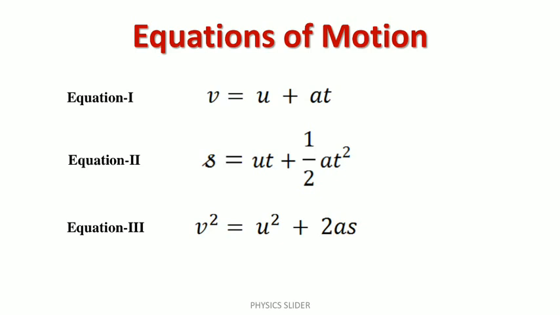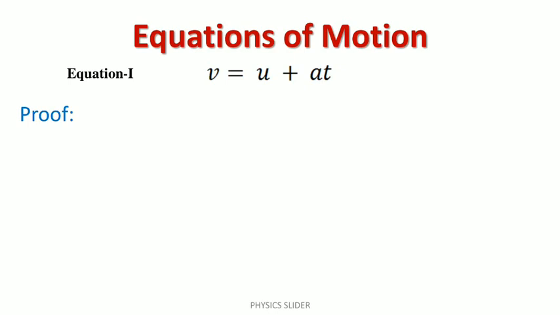So we have three equations of motion. We must memorize them. v is equal to u plus at, s is equal to ut plus half at square, and v square is equal to u square plus 2as. These are the three equations we must memorize. Now we will prove these equations one by one. So let's prove equation first, which is v is equal to u plus at. So this is the proof of the first equation of motion.